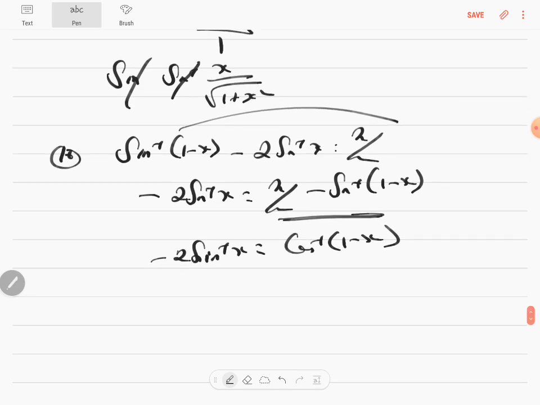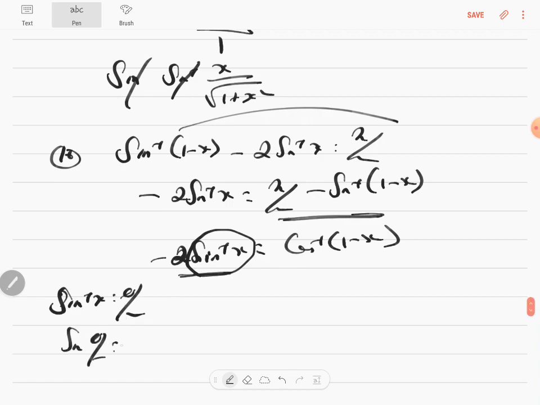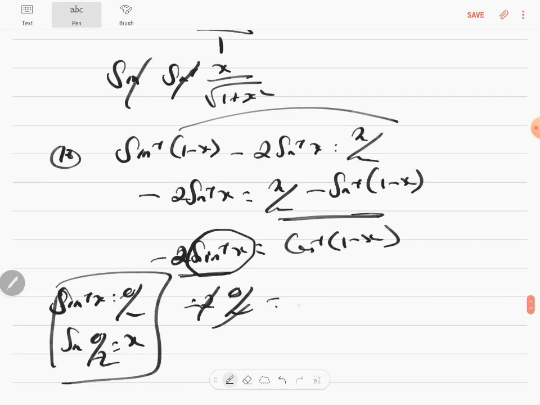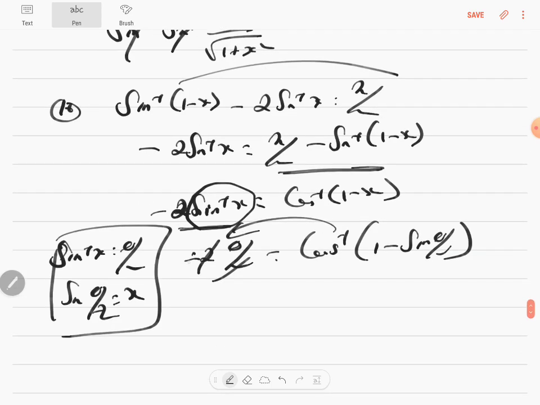Now you don't want 2 sin inverse of x, so just consider sin inverse of x as theta by 2. Then sin theta by 2 becomes your x. So substituting, minus 2 into theta by 2, the 2 and 2 get cancelled, is equal to cos inverse of (1 minus sin theta by 2). Take the cos inverse to the other side, it will become cos theta. Cos of minus theta, which is just cos theta, is equal to 1 minus sin theta by 2.